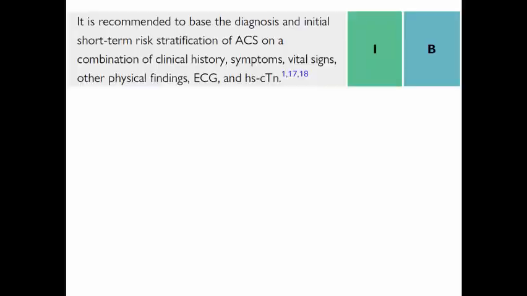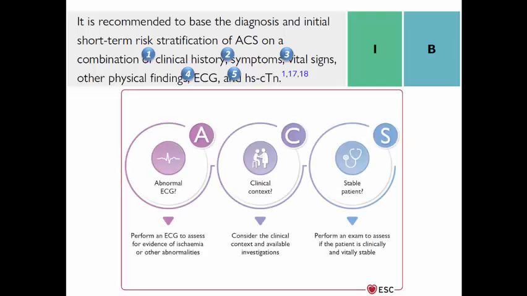So the recommendation regarding the diagnosis of acute coronary syndrome is to combine clinical history, symptoms, vital signs, and other physical findings, ECG, and high sensitivity cardiac troponin to have a working diagnosis and then a final diagnosis. And this diagram is very interesting, as here it uses 3 letters of acute coronary syndrome. A stands for abnormal ECG to assess for evidence of ischemia, but a normal ECG does not exclude myocardial infarction. C is for clinical context, which is to consider the clinical risk factors and comorbidities of the patient and the presentation, and S is for stable patient regarding clinical and vital stability.